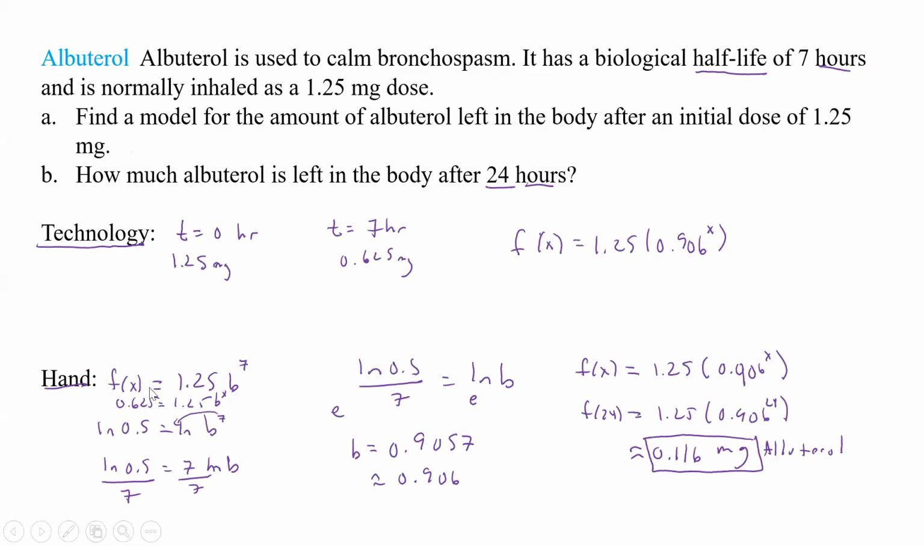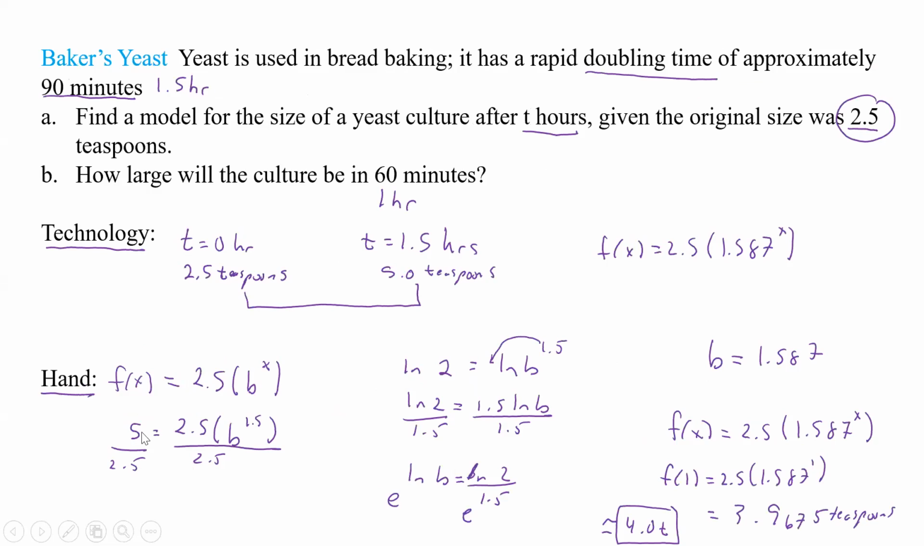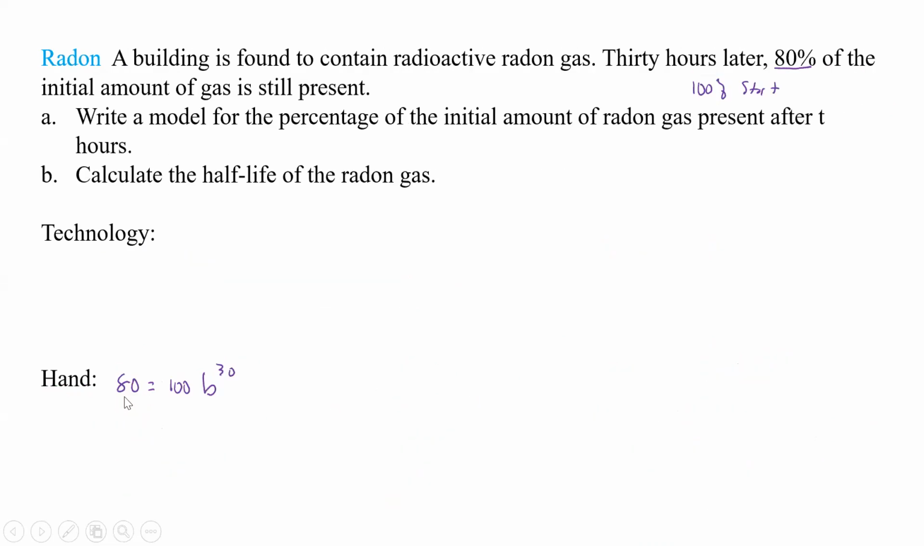Before, we were able to plug in some things, and to half it we divided by 2, and to double it we multiplied by 2. Well, this one, they just tell us there's 80% left over. So we don't have to divide or multiply or anything. We just plug those values in. And now what we're going to do is solve for b, just like what we did before. So now we have 0.8 equals b to the 30th.